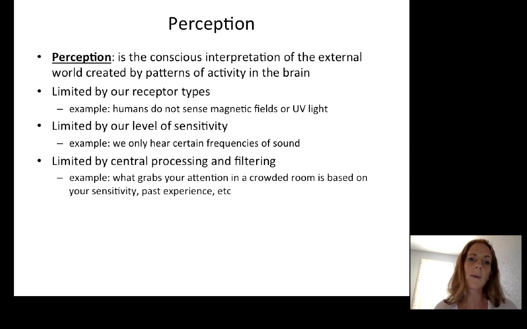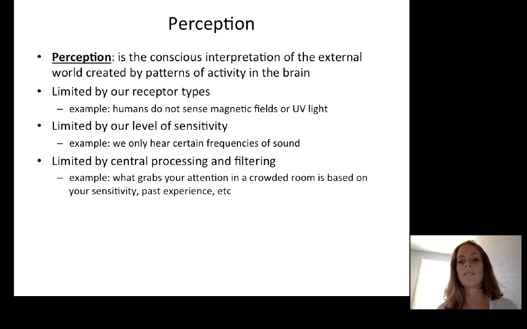So we are limited by the types of receptors that we have in the nervous system, what we can actually respond to. So for example, humans cannot sense magnetic fields or UV light. Other animals can, but humans, over the course of evolution, did not need to respond to magnetic fields or UV light, and therefore we don't have receptors for those. Doesn't mean that they are not there, just means that we don't perceive them.